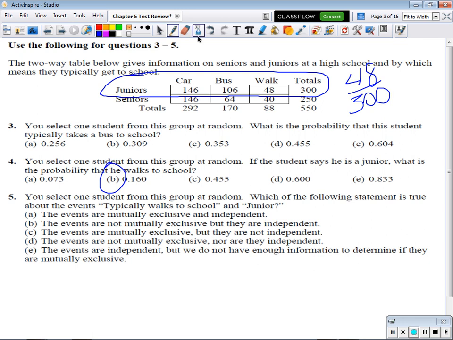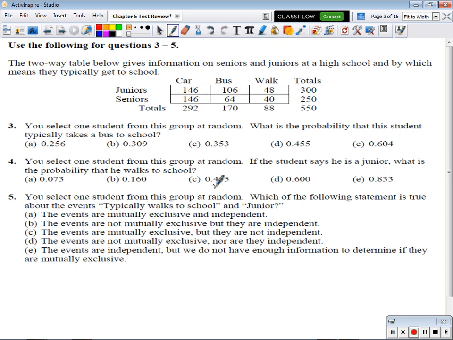For number 5, the question says, select one student from this group at random. Which of the following statements is true about the events typically walks to school and a junior? So if you're looking at the choices, it's talking about mutually exclusive and independent. So if you first talk about mutually exclusive, remember those events are mutually exclusive if it's two outcomes that cannot occur together. So these two events here, walks to school and is a junior, they are not mutually exclusive, because if you notice here, there's 48 juniors that both walk to school and are juniors. So we would say here that the events are not mutually exclusive, which means the answer has to be, in this case, B or D.